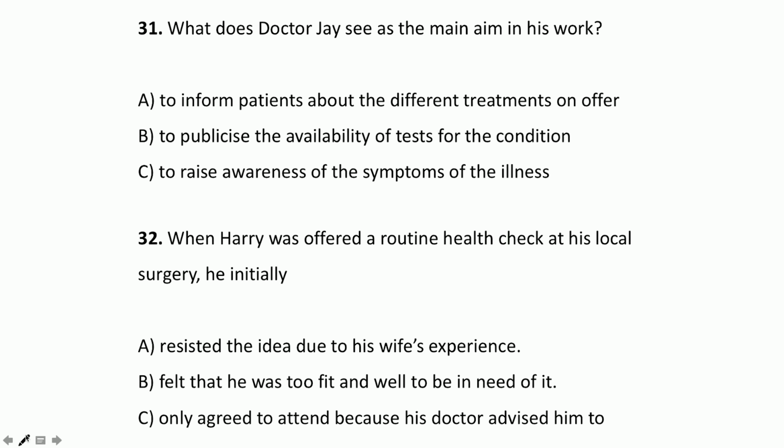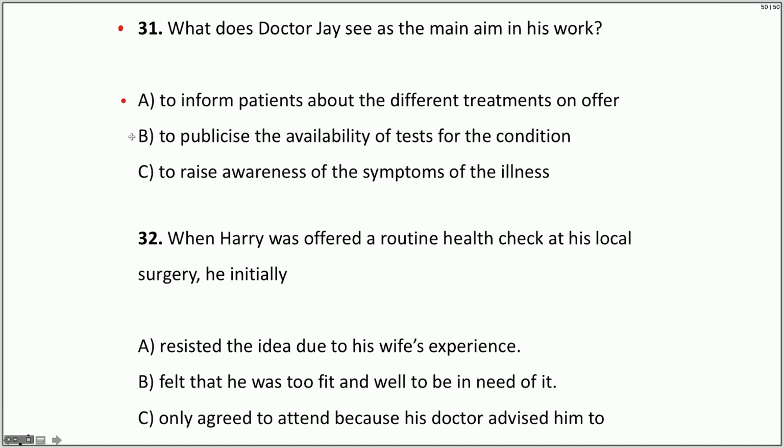So what does Dr. J see as the main aim in his work? A, to inform patients about the different treatments on offer, B, to publicize the availability of tests for the condition, C, to raise awareness of the symptoms of the illness. 32, when Harry was offered a routine health check at his local surgery, he initially what? A, resisted the idea due to his wife's experience, B, felt that he was too fit and well to be in need of it, or C, only agreed to attend because his doctor advised him to.